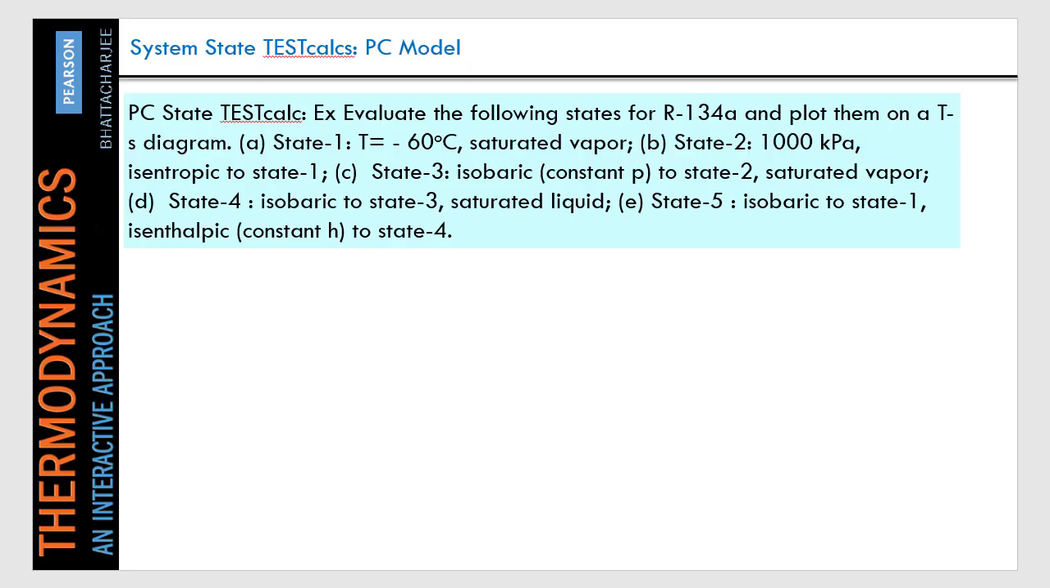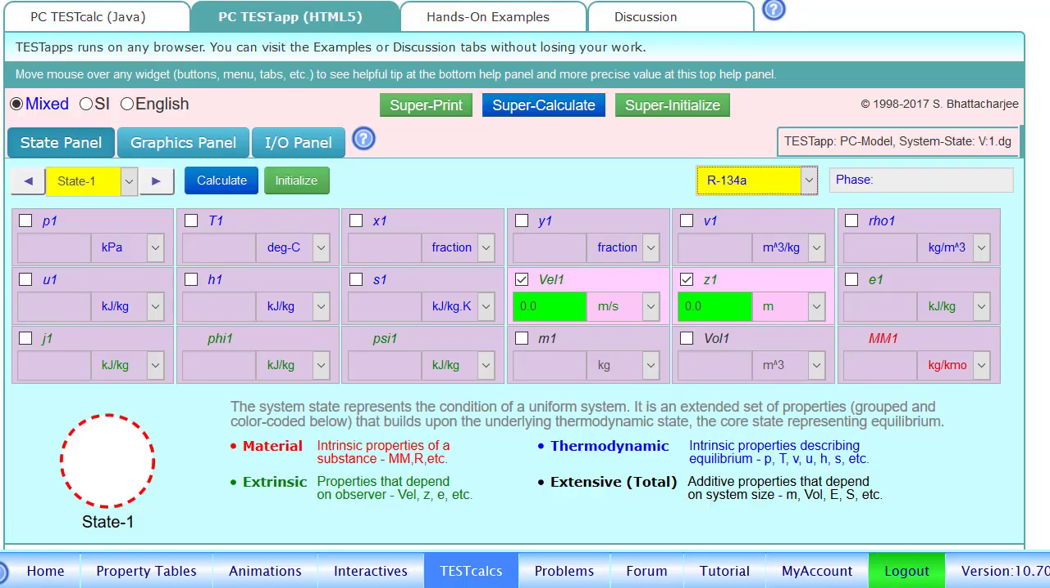So for state 1, we're given that T equals negative 60 degrees Celsius and that it is saturated vapor. So in TEST calcs, we'll check temperature and enter in negative 60 degrees Celsius. And since it's saturated vapor, the fraction will be 1, which means that it would be at the g point on the curve in the TS diagram.